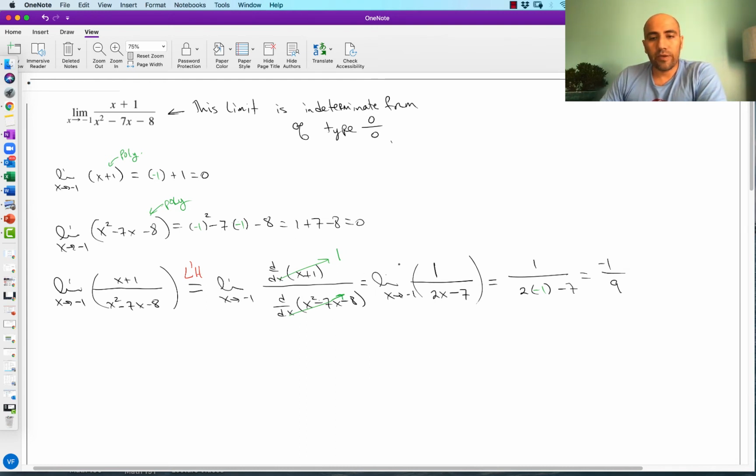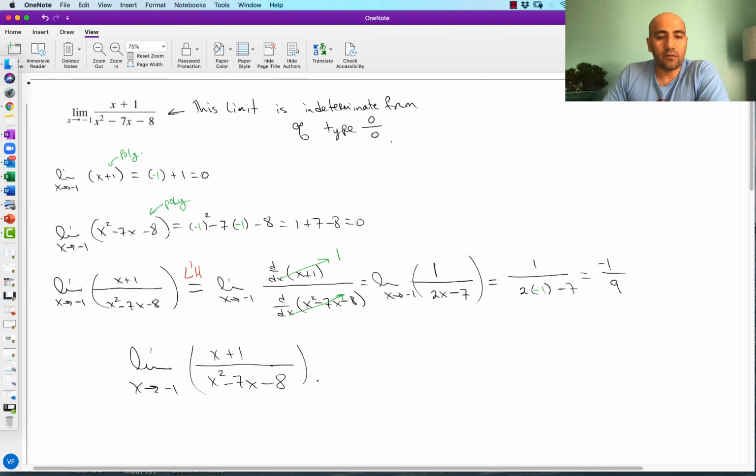Then we work our way, solve, simplify, and end up with this. So our connection is that the limit we were originally interested in, the limit as x approaches -1 of x plus 1 over x squared minus 7x minus 8, that original derivative we were interested in, is equal to -1/9.